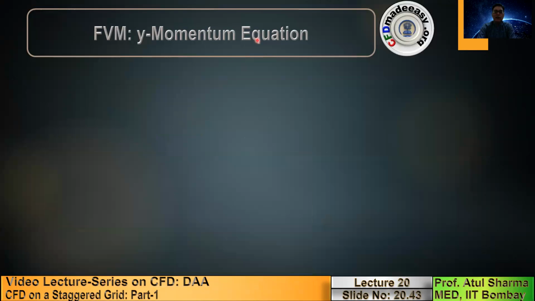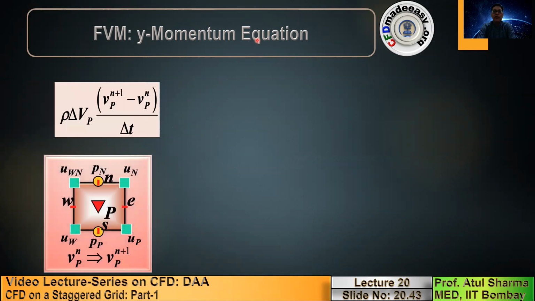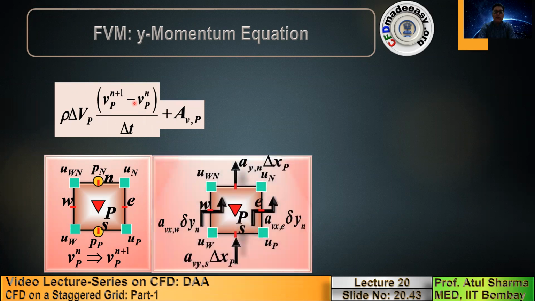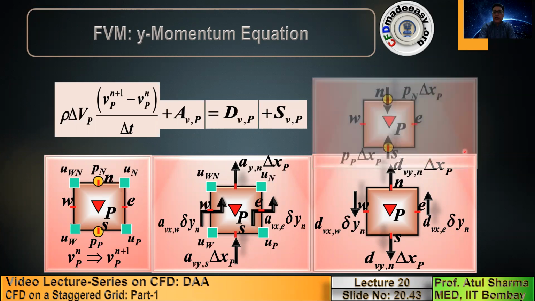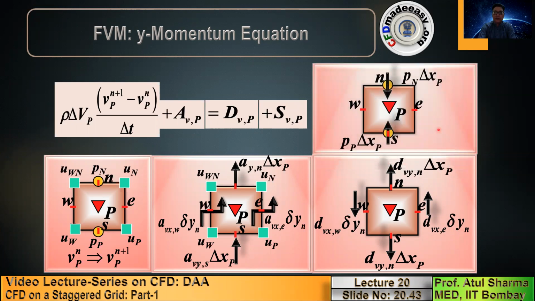For y momentum conservation, the algebraic equation that you derive from the y momentum conservation law, this is the net y momentum stored inside the control volume. This is the net y momentum flow rate leaving across the surface of the control volume. This is the net viscous forces acting in the y direction. This is the net pressure force acting in the y direction.